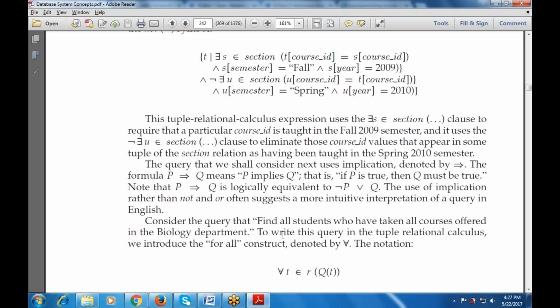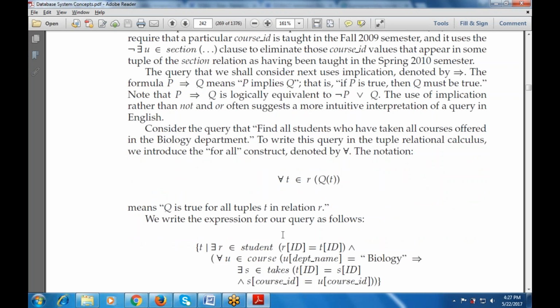To write this query in the tuple relational calculus, we introduce the for all construct, denoted by the inverted A. The notation is for all T in R, Q of T, where Q is true for all the tuples T in relation R. So we write the expression for our query as follows. T, there exists R in student, R ID equals T ID, and for all U in course, if U department name equals biology, that implies there exists S in takes, T ID equals S student ID and S course ID equals U course ID.